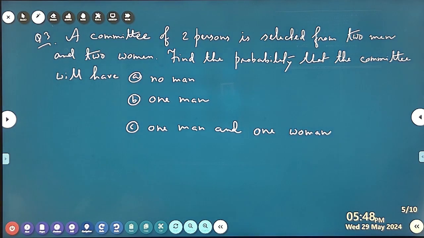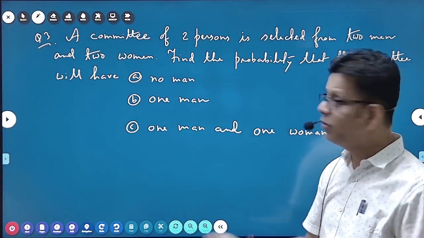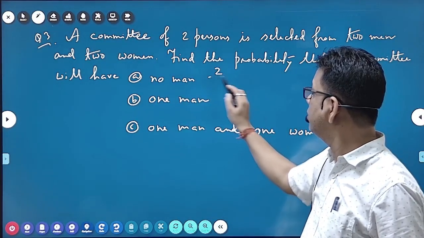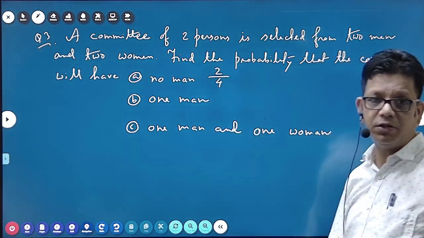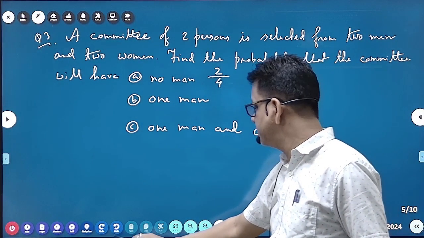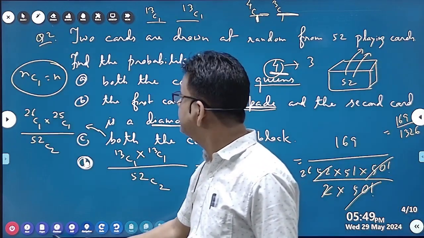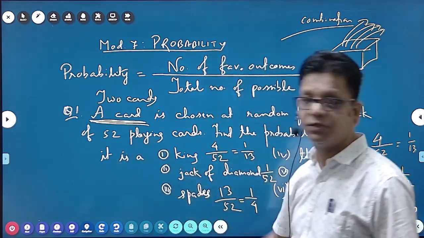Now the question is, what is the probability that the committee will have no men? That means no men means what? Both will be women. So how many women out of? Is it the answer or not? What I was highlighting last, this is, of course, not the answer. What I was repeatedly saying is, even I underlined this one.